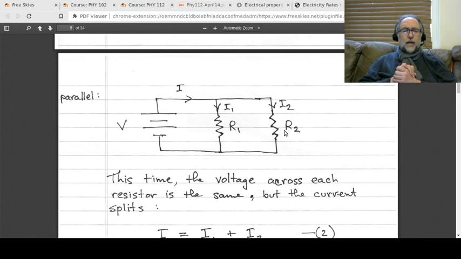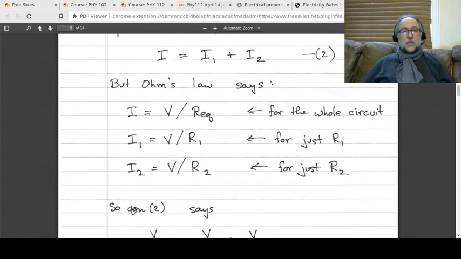Let me just go through it again. The current splits here, but the voltages are the same. Whereas in series, the voltages split, but the current is the same. So it's kind of the opposite. Now that explains why this V is the same for all of them. So we have the total current equal to the total potential divided by the equivalent resistance. But for resistor 1, I1 is equal to V over R1. That's Ohm's law applied just to that one. And for resistor 2, I2 is equal to V over R2.